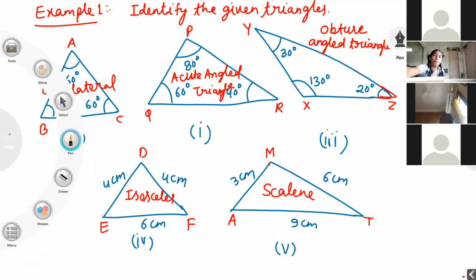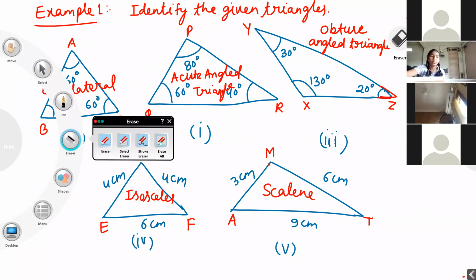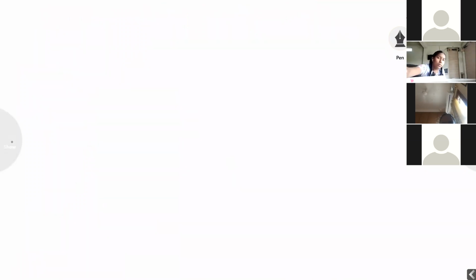What is theorem 2? The first theorem I explained in this chapter was the CPCT theorem, corresponding parts of congruent triangles. If two triangles are congruent, then the corresponding parts will also be equal. Now I am going to explain theorem 2. Keep heading, theorem 2.